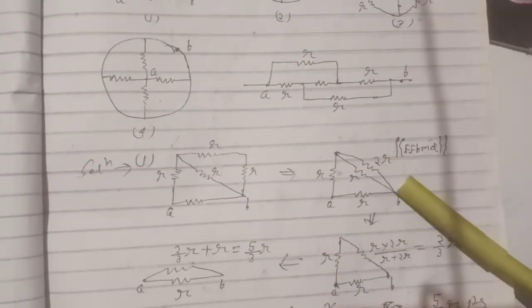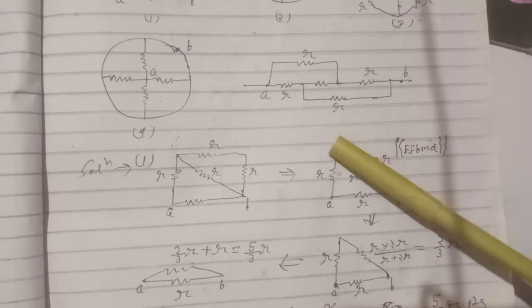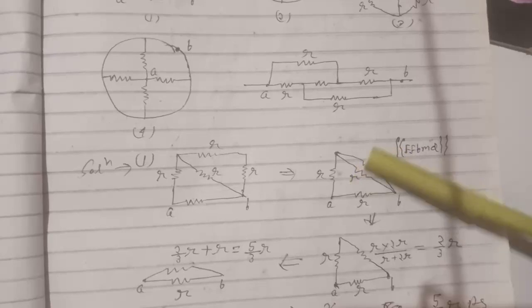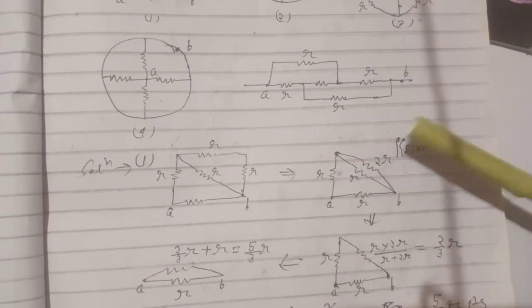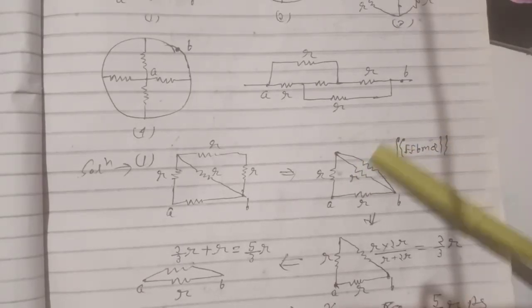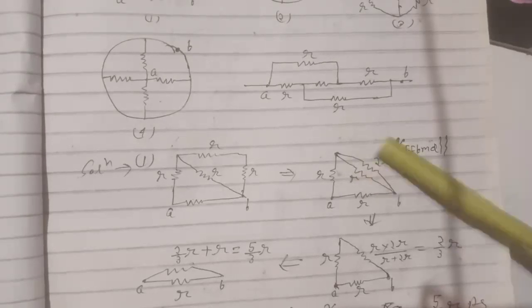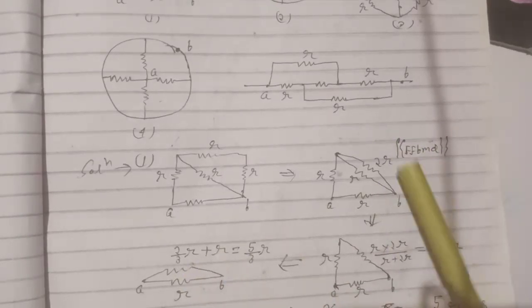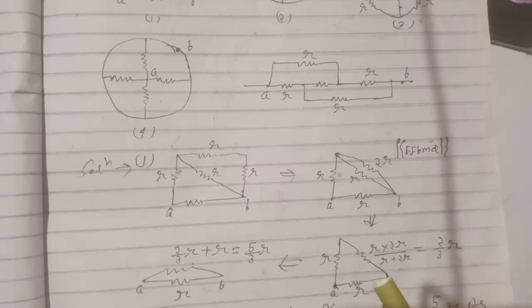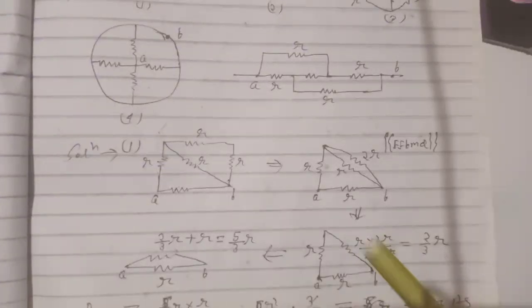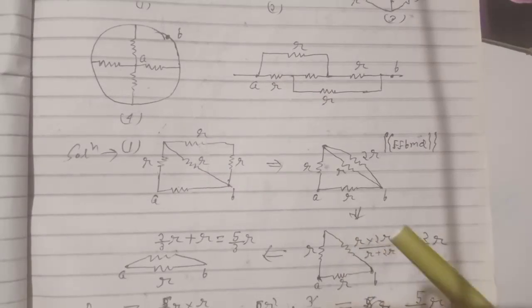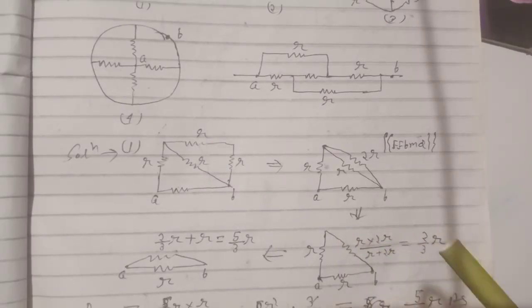Now from this point B and this point, the name is not given here, but you have to understand that. Now these are in parallel, so this will be replaced by its equivalent, and its equivalent will be R into 2R by R plus 2R. So here we have shown that these two will be replaced by one equivalent resistance, R into 2R by R plus 2R, equal to 2 by 3 R.